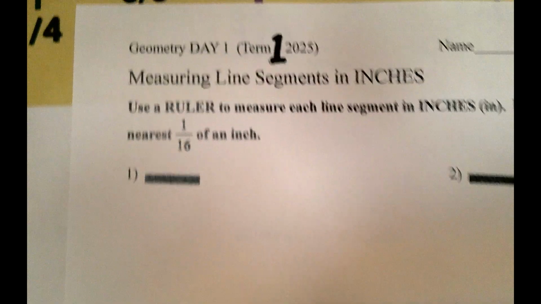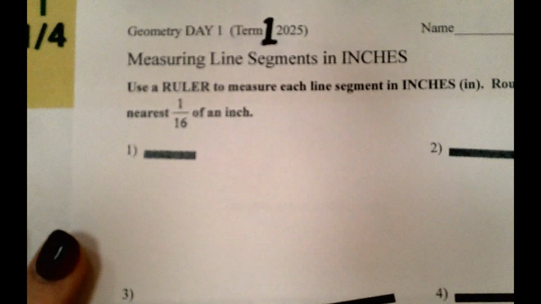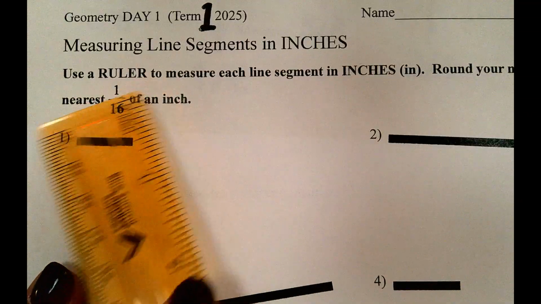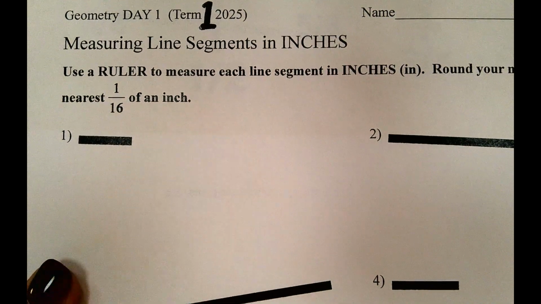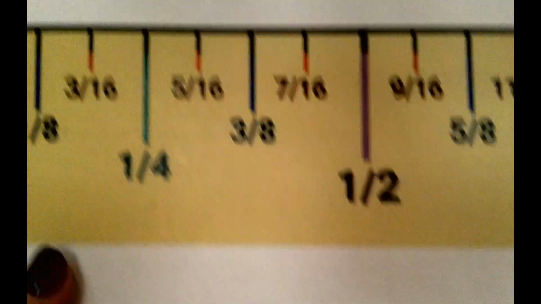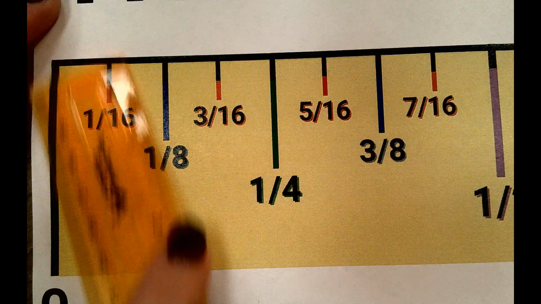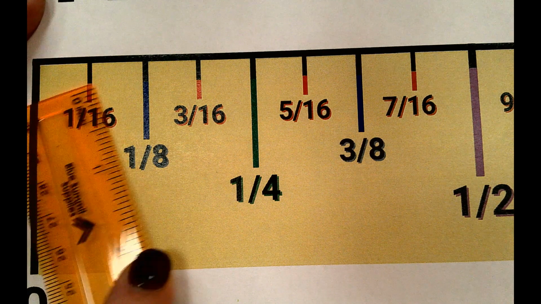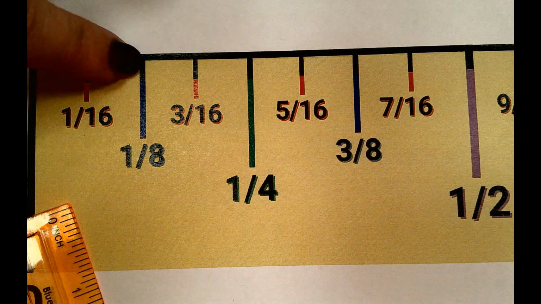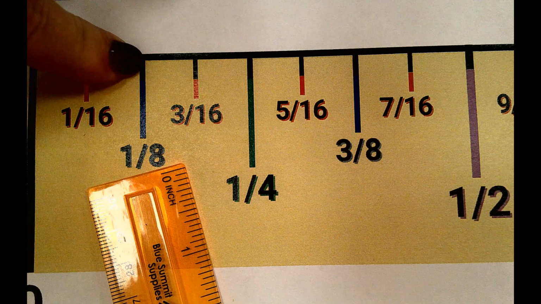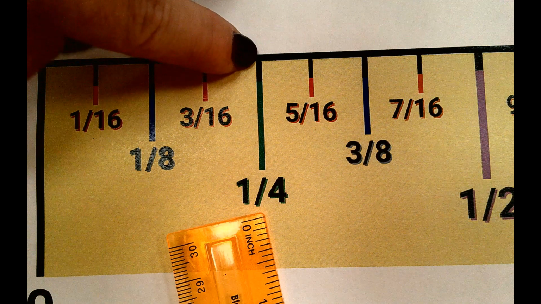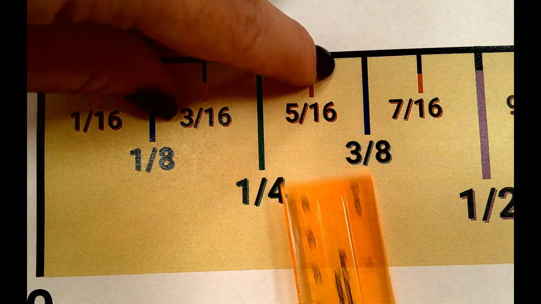So I'm going to zoom in as much as I can. And it says that we are rounding our measurement to the nearest 1/16 of an inch. That just means each of these little lines, these little tick marks on your ruler, represents 1/16 of an inch. This is 1/16, 2/16, that's also 1/8, 3/16, 4/16, that simplifies to 1/4, 5/16, 6/16, which simplifies to 3/8, and so on and so forth.